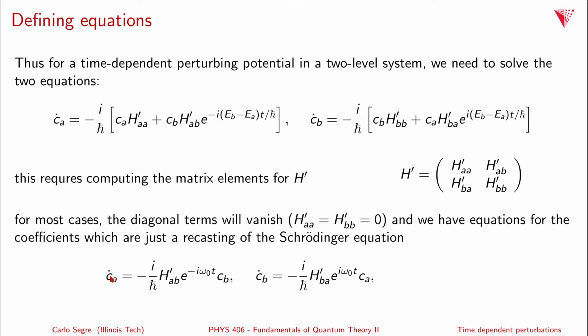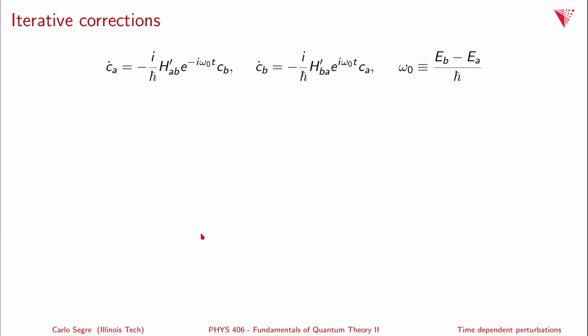So the derivative of Ca is related to Cb, the derivative of Cb is related to Ca, and the matrix elements. And you notice that these two matrix elements are just the two off-diagonal matrix elements, and ω0 is just given by Eb minus Ea over ħ. We're assuming that Eb is bigger than Ea, so this is a positive quantity. So we have these two equations plus the definition of ω0.